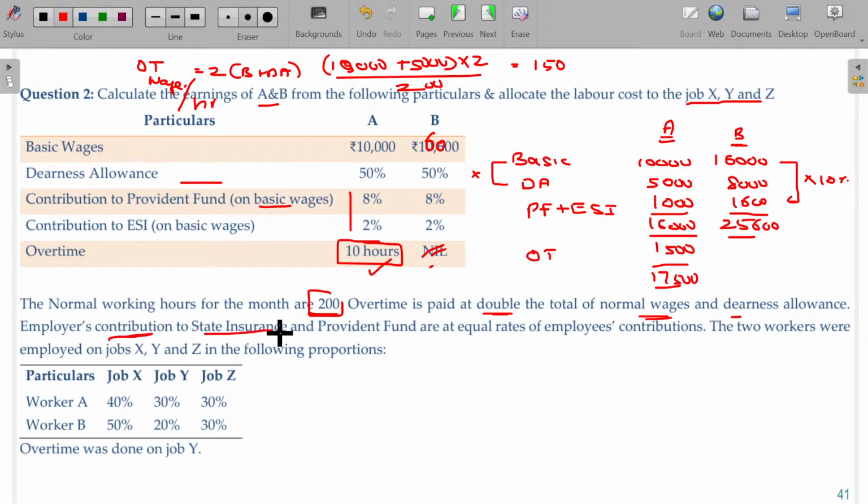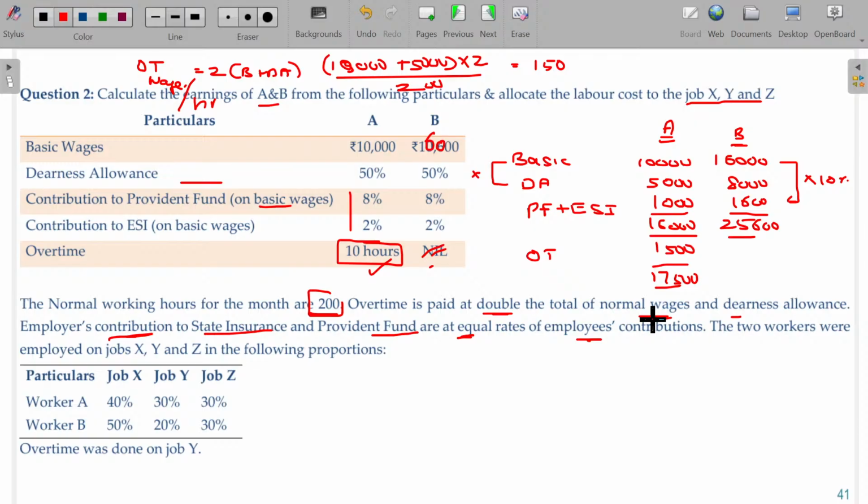Employer's contribution to state insurance and provident fund at equal rates of the employee's contribution. So, PF and ESI, what employer contributes, the same amount will be contributed by the employee also. That's very easy, that you can easily understand. Unless specifically stated, the employee and employer contribution are the same.